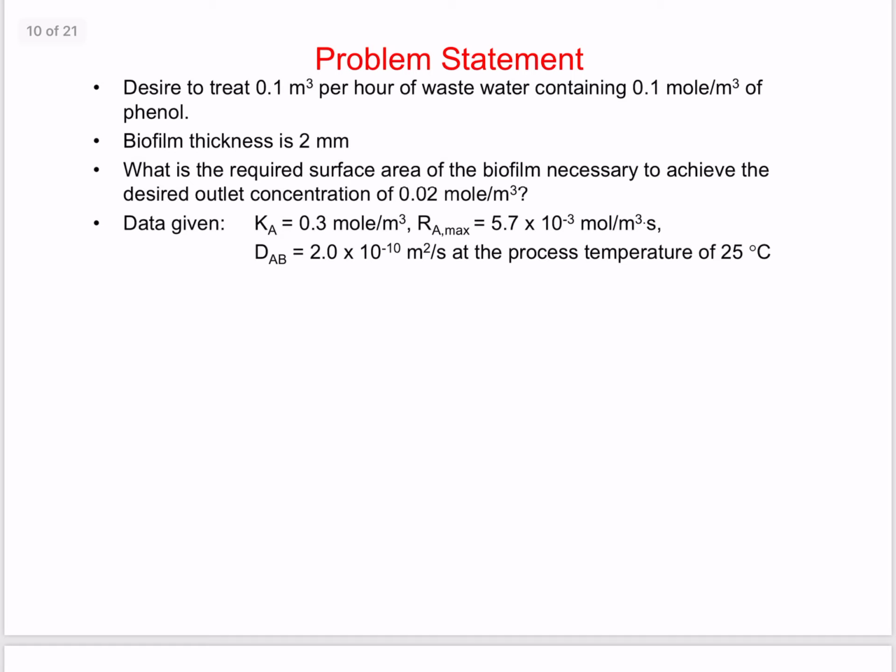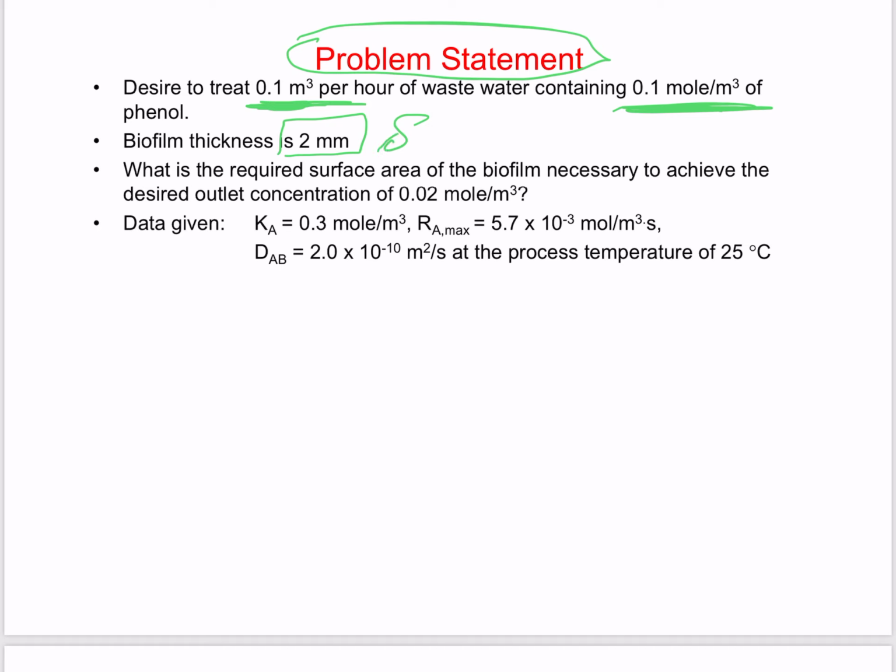Okay, here's some setup variables. So this is actually the problem statement here. We're going to treat 0.1 cubic meter per hour of wastewater, and we're assuming that we put 0.1 cubic meter in, we're going to take 0.1 cubic meter per hour out, because the only thing that's happened is we're losing a little bit of phenol, so the volumetric flow rate's not changing. It's flowing in at that concentration. Here's what delta is, 2 millimeters. Cool, I was wondering where we'd find that.